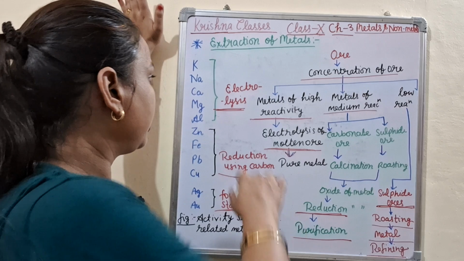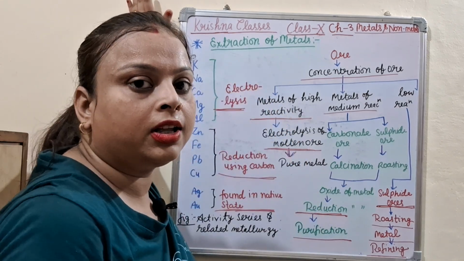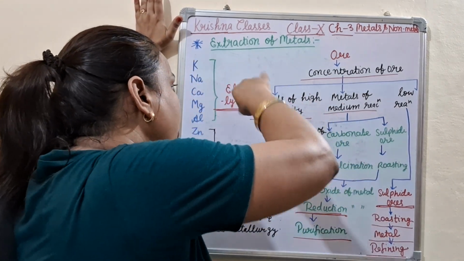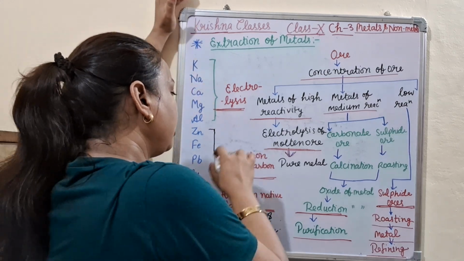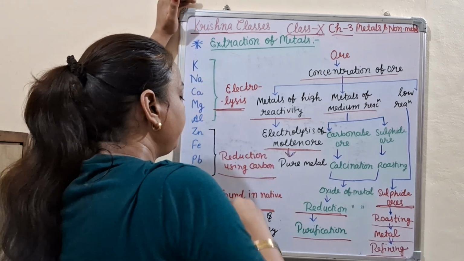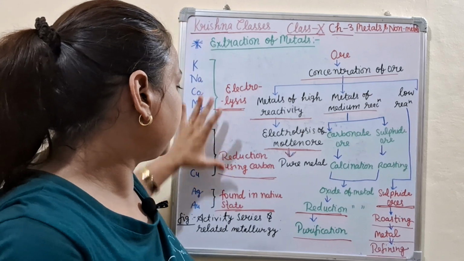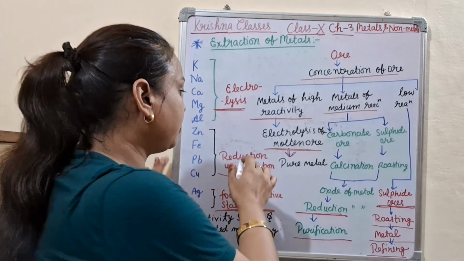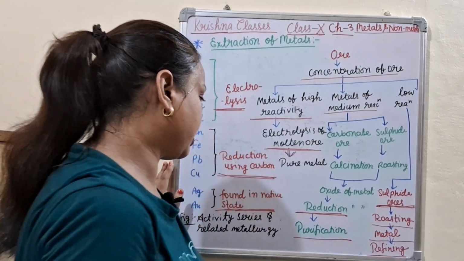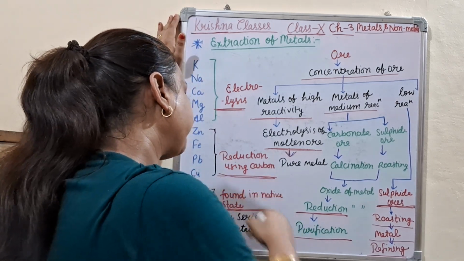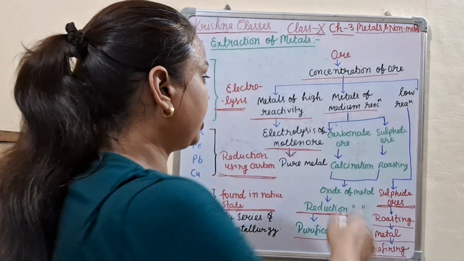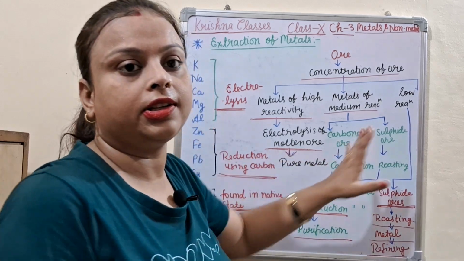I repeat again, top metals are not found in the free state because they are more reactive. So by electrolysis we extract these, and the medium elements which are present in the middle of the reactivity series are extracted by the process of reduction using carbon method. And the bottom ones we find by other processes. So here is the chart given. So this is today's class.